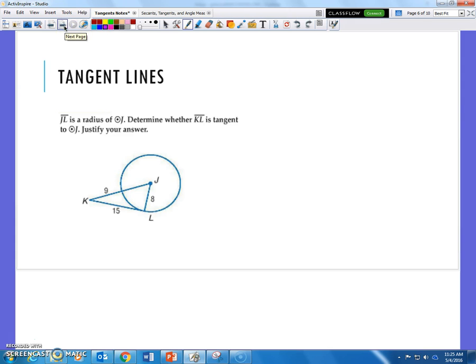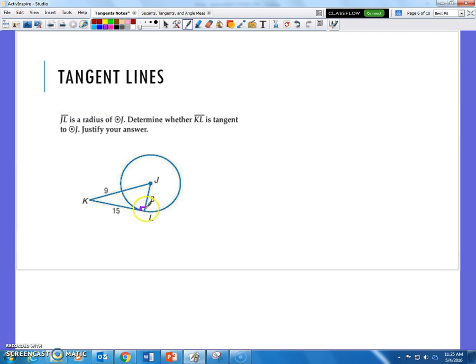So if it tells me that JL is a radius of J, and to determine whether KL is tangent to J, I need to justify my answer. Well, I know from this last theorem that we just talked about that if this KL is tangent to the circle, then I know this must be a right angle. And so it looks to me like we got a diagram here of a right triangle if, and only if, it is actually tangent. So the goal is to prove that this little guy right here is a right angle.